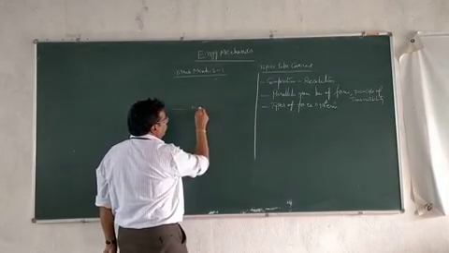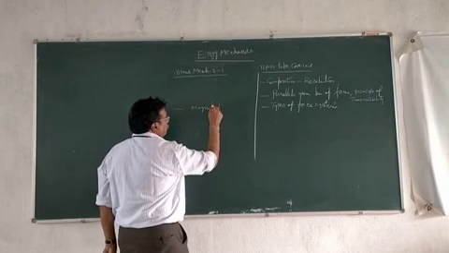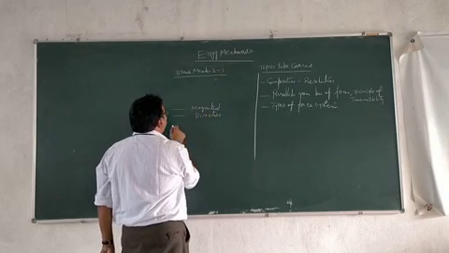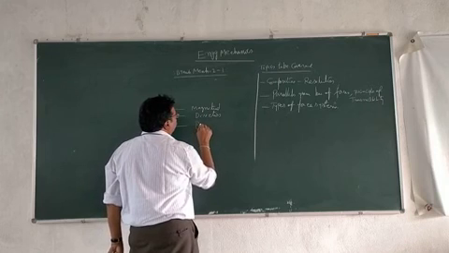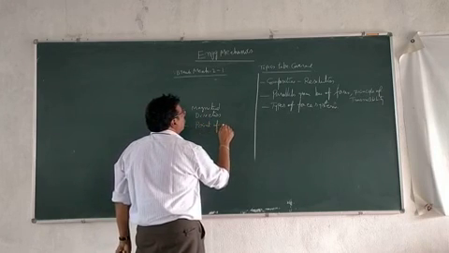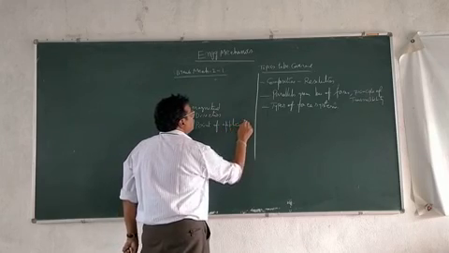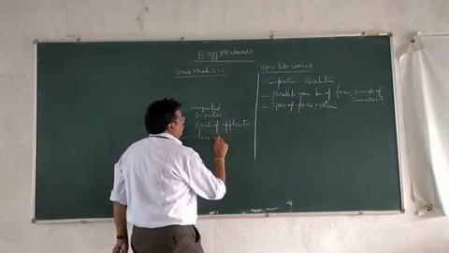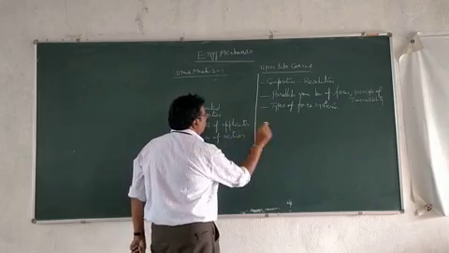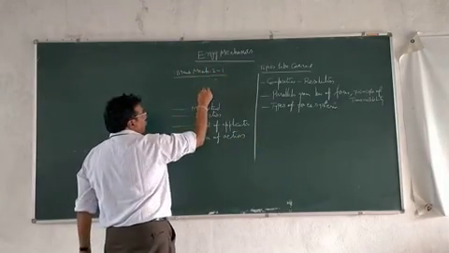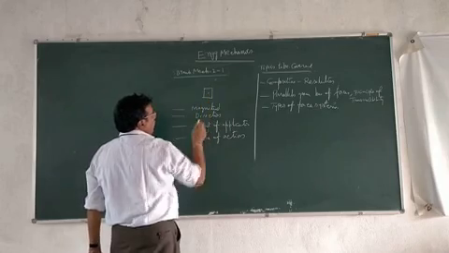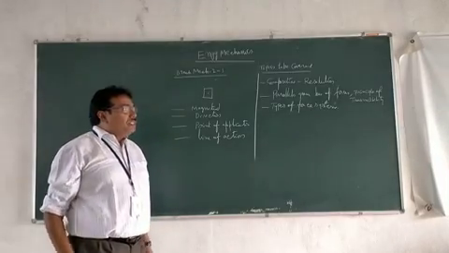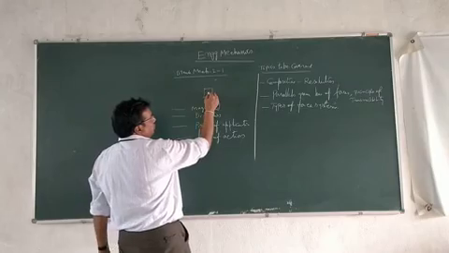Number one, magnitude. Number two, direction. Number three, point of application. Number four, line of action. If you see a body and some force is acting over it, we should define where it is applied. That means the point of application. We should know the point of application.